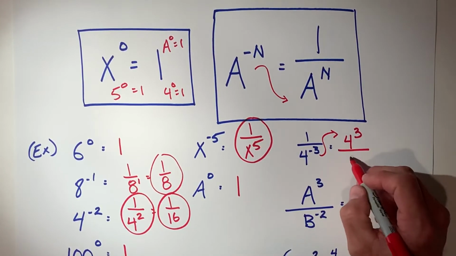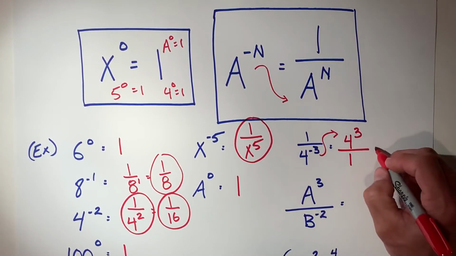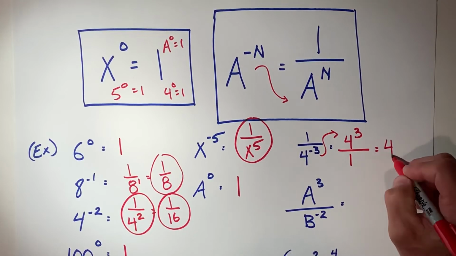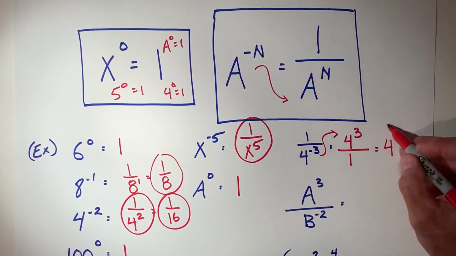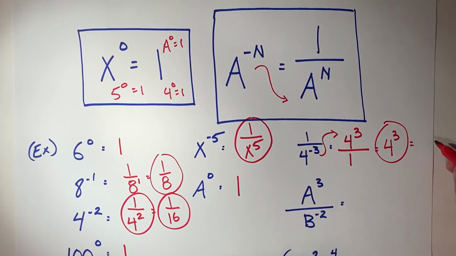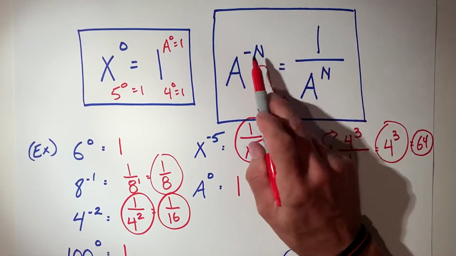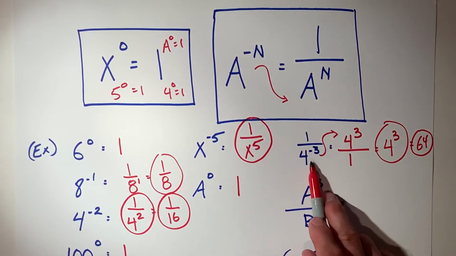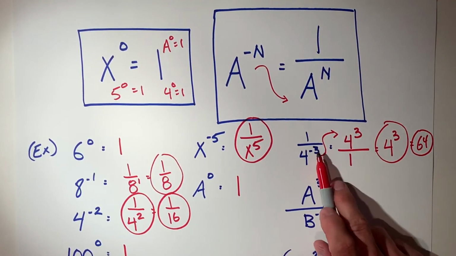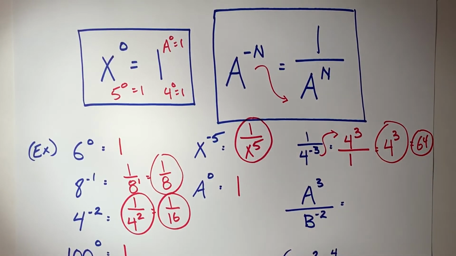Now you could say 4 to the third over 1 and put it on the top. That's okay, but nobody really needs divided by 1. So we would say 4 to the third, which is a perfectly acceptable way, or 4 times 4 times 4 is 64, so that would be an okay answer as well. But this is an interesting move, right? If it's negative, it comes down. If it's already down, it goes back up. Either way, it switches from negative to positive.